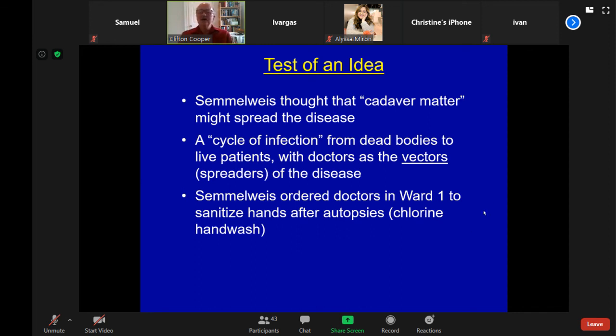So these doctors, he orders them to always wash up with this hand wash before they come to visit one of the women. And that cuts the infection rate down to the same as in the midwife ward.